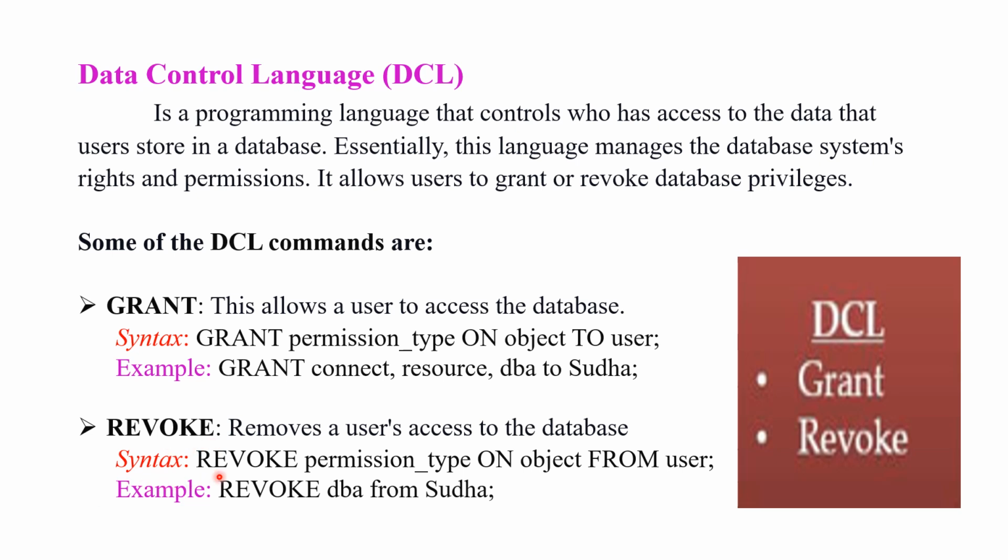Now the syntax for the revoke is revoke permission type on object from user. So here we have given connect, resource and database administrator to Sudha. So we are revoking the permission of database administrator from Sudha. So the example is revoke. The permission type is DBA. We are removing the DBA access from whom? From Sudha.